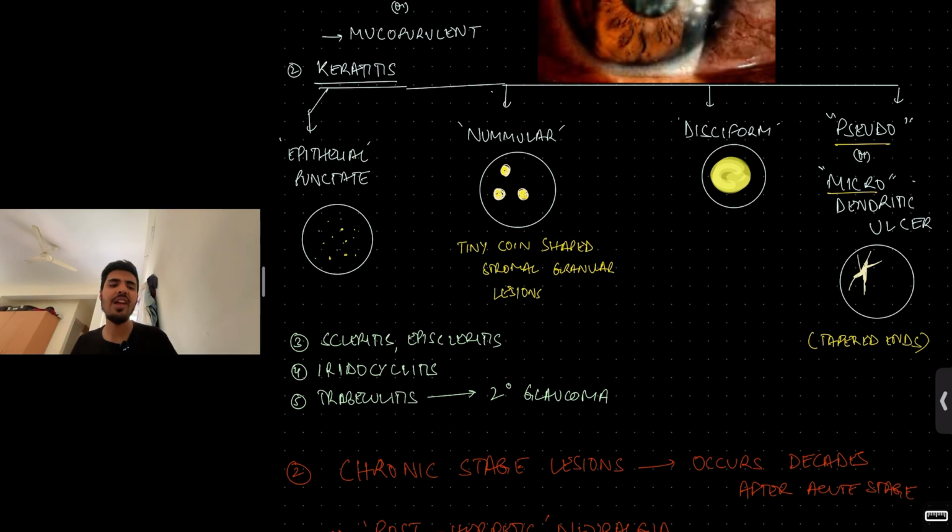Apart from that, you can have every other eye infection you name: scleritis, episcleritis, iridocyclitis, then trabeculitis. Trabeculitis will block the trabecular meshwork, leading to glaucoma, etc. This is about acute stage lesions.